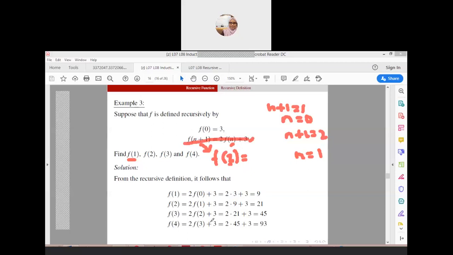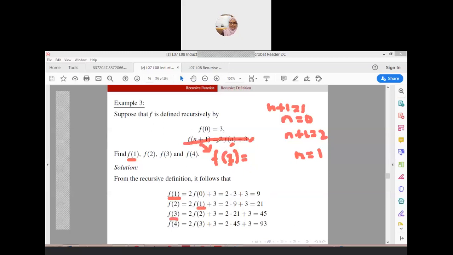In this equation, we know that f2 is equal to 2f1 plus 3, where n is 1. We use the previous value, which is f1 is 9. Just replace it here: 2 times 9 plus 3 is equal to 21. Okay, the same goes for f3.